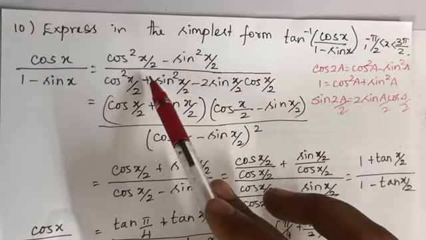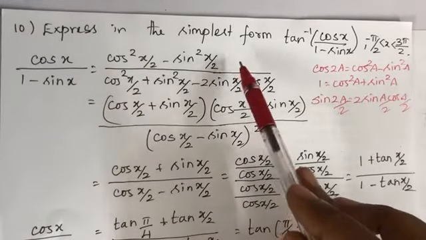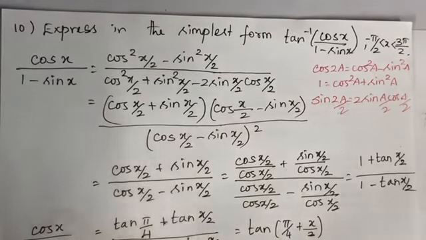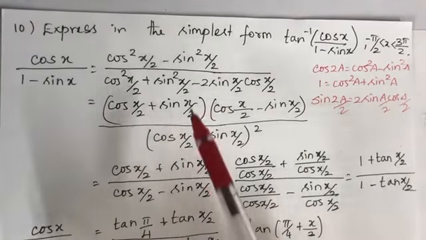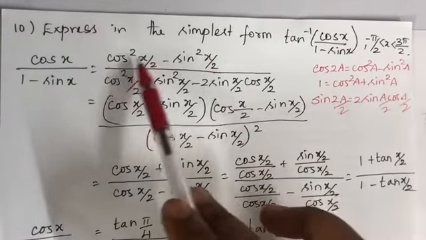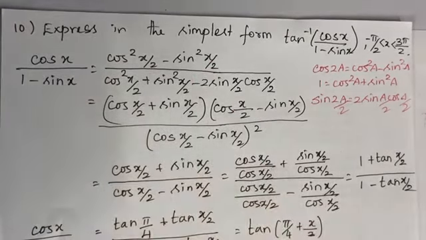Now in the numerator it is a square minus b square. So I write it as a plus b into a minus b. That is cos x by 2 plus sin x by 2 into cos x by 2 minus sin x by 2. A square minus b square, a plus b into a minus b, we have written.